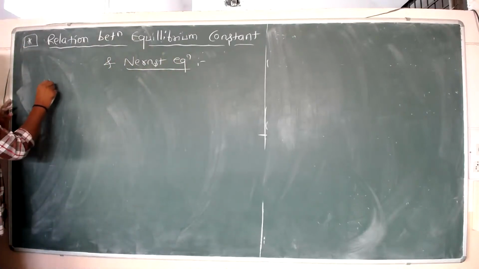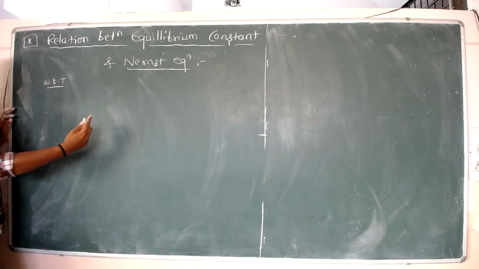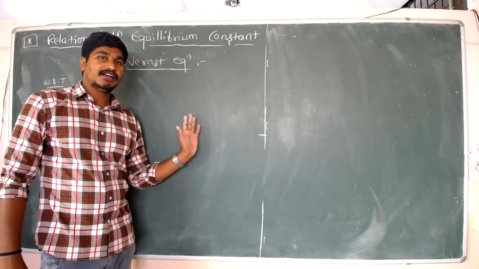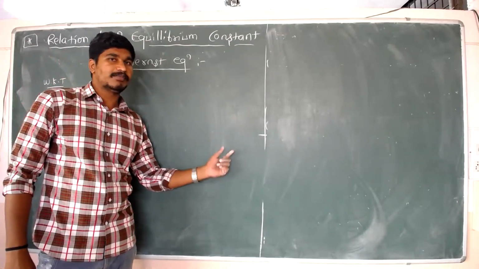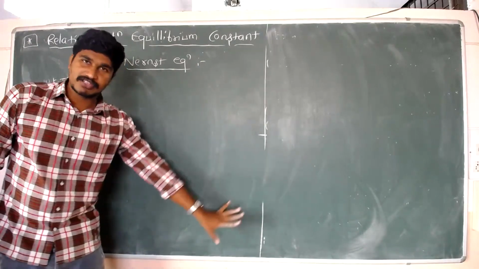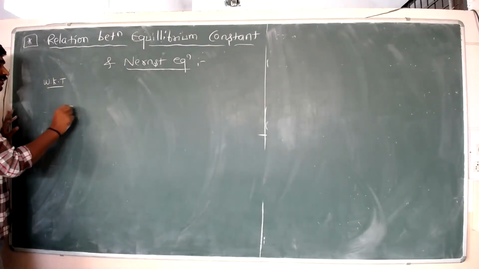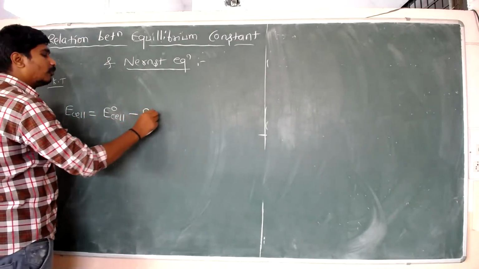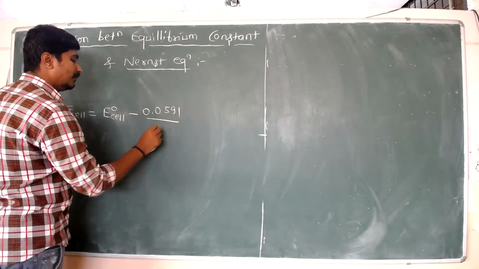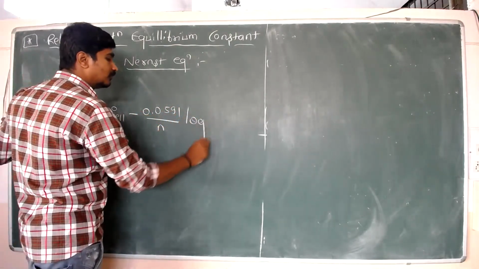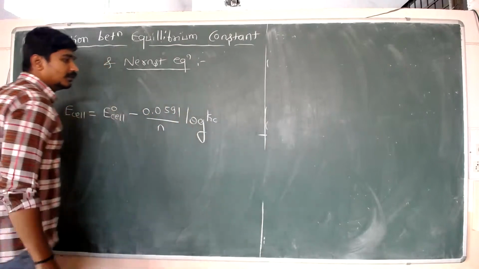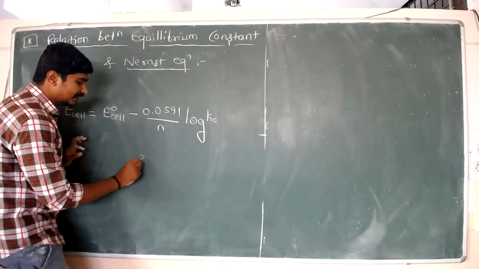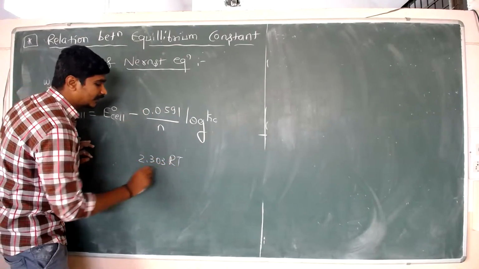We already know the Nernst equation we have derived: delta G is equal to minus nF E cell, delta G naught is equal to minus nF E naught of cell. From thermodynamics, delta G is equal to delta G naught plus RT ln Kc. By using those, we have derived the Nernst equation. What is the Nernst equation? E cell is equal to E naught of cell minus 0.0591 by n log Kc. Correct?